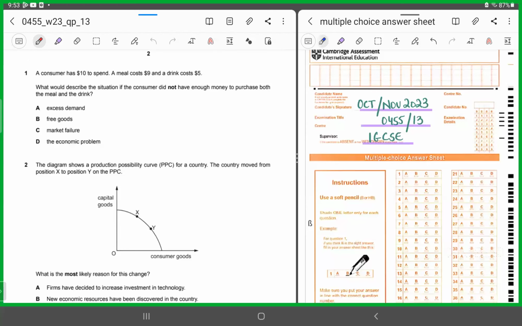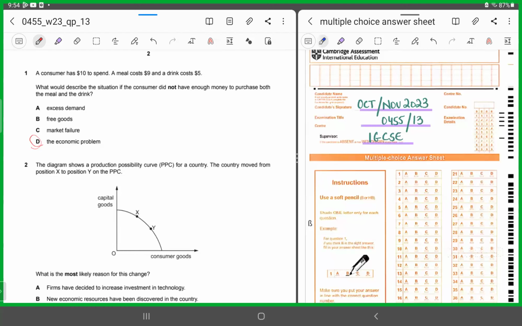Can anybody recall for me what the economic problem was? Yes, the basic economic problem talks about unlimited wants exceeding finite resources. That's exactly what the situation in MCQ number 1 is depicting. The consumer wants both of the goods, yet the amount of resources at his disposal is limited. That is why the correct answer is economic problem.